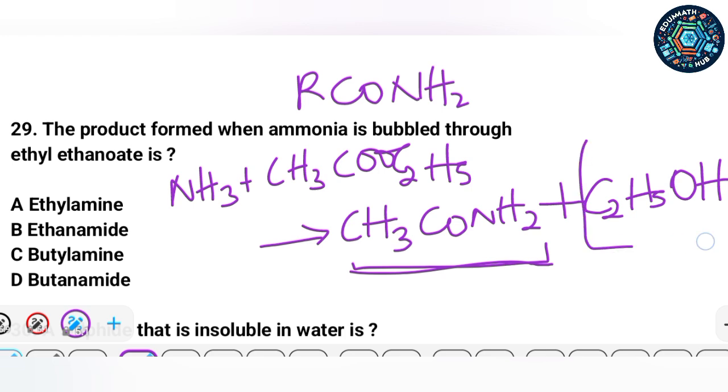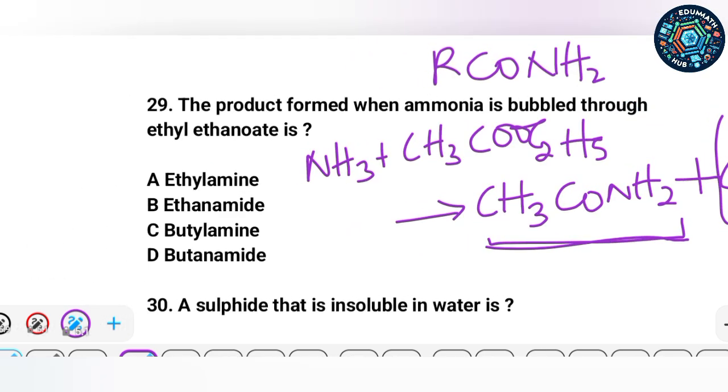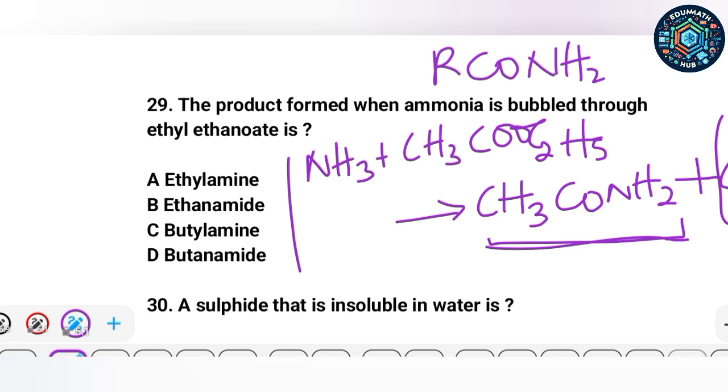Now, ethanol is also produced, but if you look at this option here, there's something like ethanol. They're not showing the second part of the reaction. They're only asking us for the first part. The answer to this question is ethanamide. Be careful of this option, which is ethylamine. Ethylamine is another functional group entirely, that is amines. But this one is amide. So this is the answer here.